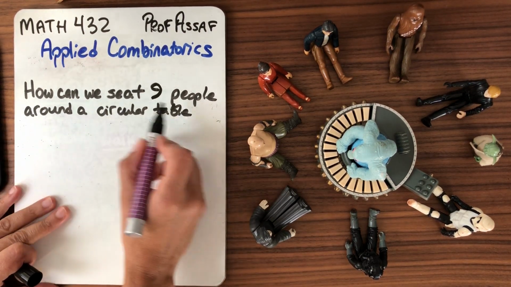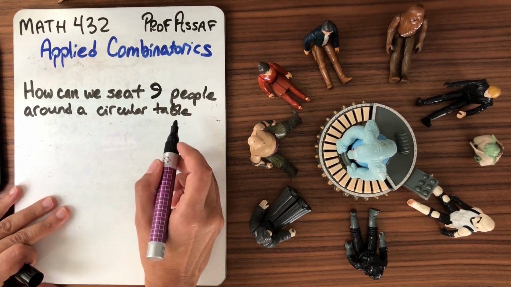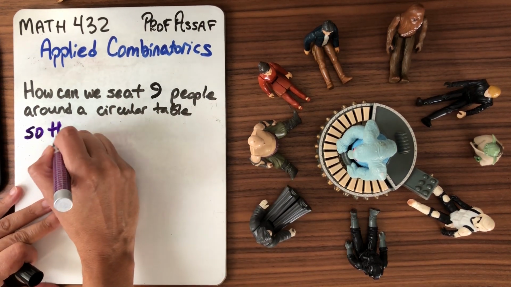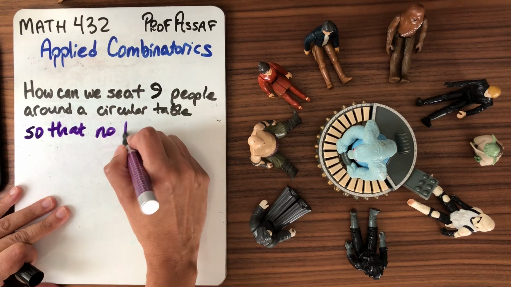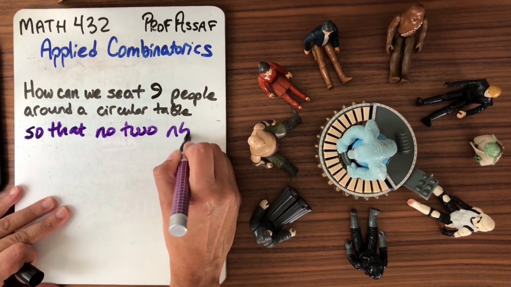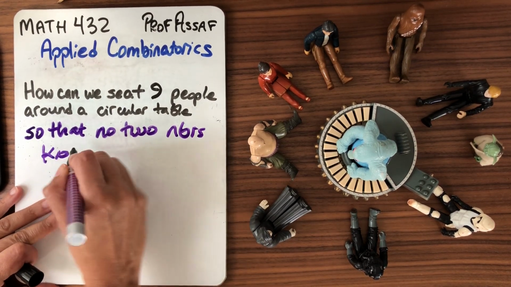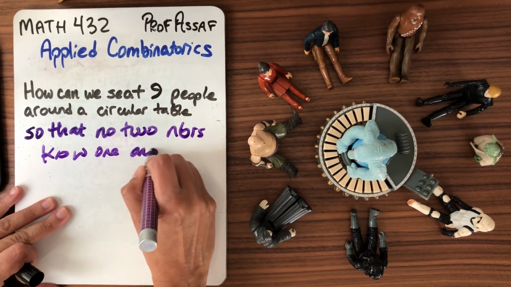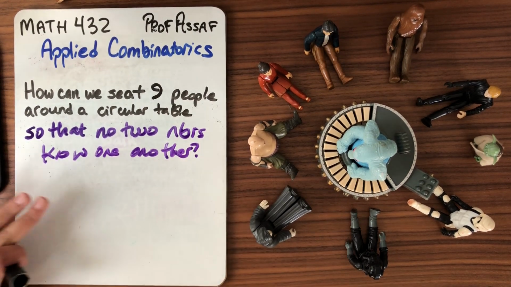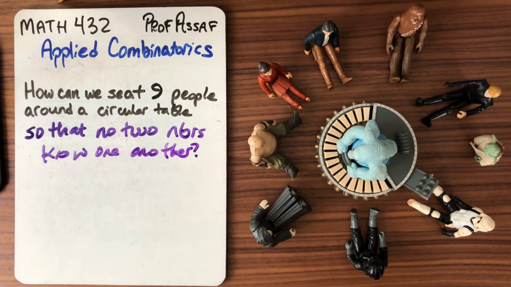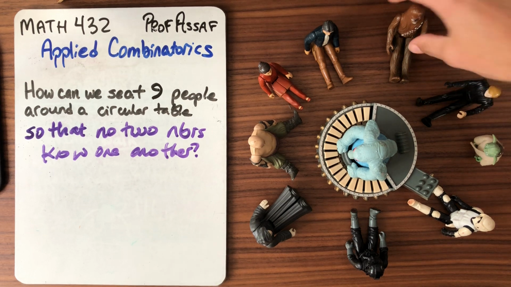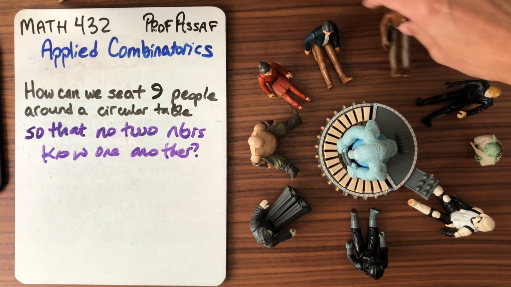But if we want to add a constraint to this, how can we seat 9 people around a circular table so that no 2 neighbors know one another? This is a very different problem. We're taking some really interesting information into account. It now matters which people are which. So, for example, we can't have Han and Chewie sitting next to each other.